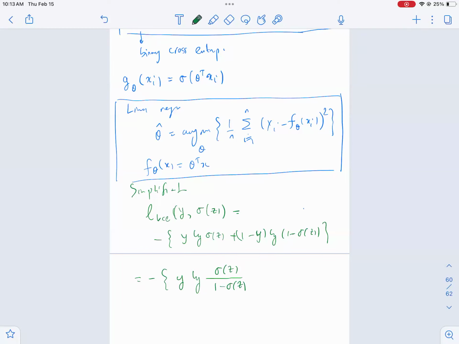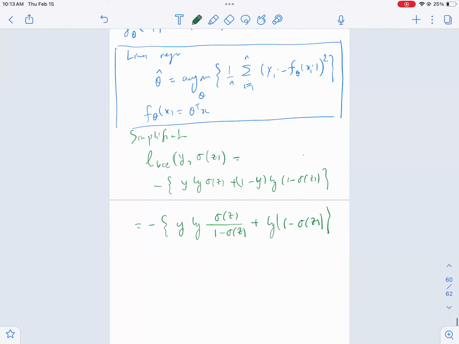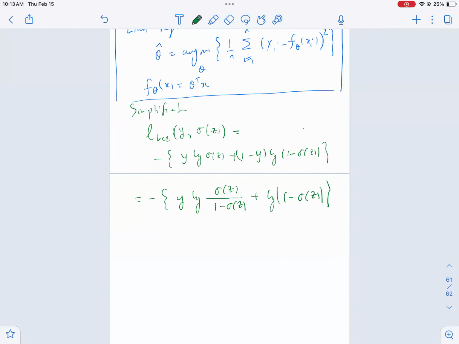1 minus sigma Z plus log 1 minus sigma Z. And you can see now why this form is useful. So sigma Z is 1 over 1 plus e to the negative Z, which is also equal to e^z divided by 1 plus e^z, right? In particular, 1 minus sigma z from the second expression is 1 over 1 plus e^z, right?